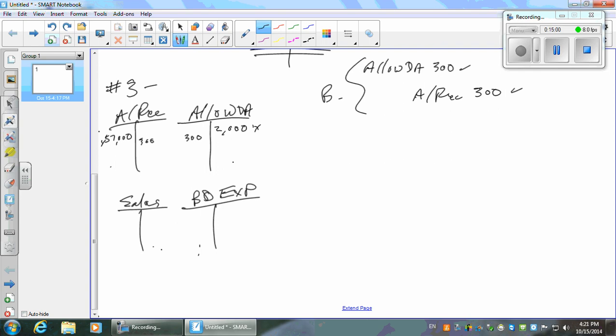Compute the net realizable value after the write-off. This is a real tricky question. Look what happens. What are we having here?